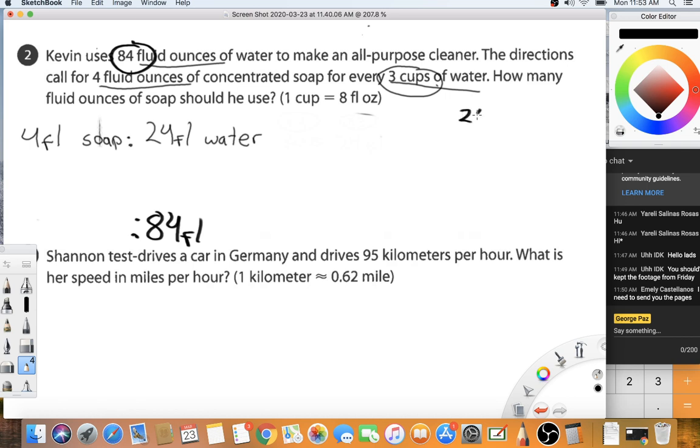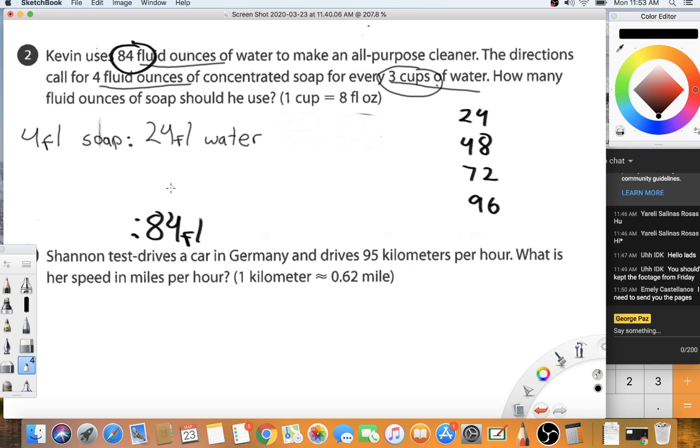So let's see, 24 plus 24 gives me 48. Okay. 48 plus 24, let's check it. 12, carry the 6, 7. Let's see, 4, 5, 6, 7, 8, 9. So that doesn't work. So there's not a number I can multiply 24 by to get 84.